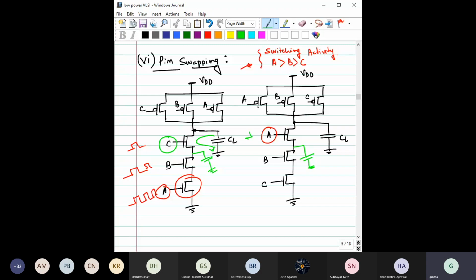However, if you consider this one, this is a highly active input. It will keep on changing. As a result, if this node is already charged to VDD, there will be a tendency for it to get discharged, and there will be some power dissipation. So if you know some of the inputs are very active, try to keep these transistors as far as possible from the output capacitor, meaning from the output node.